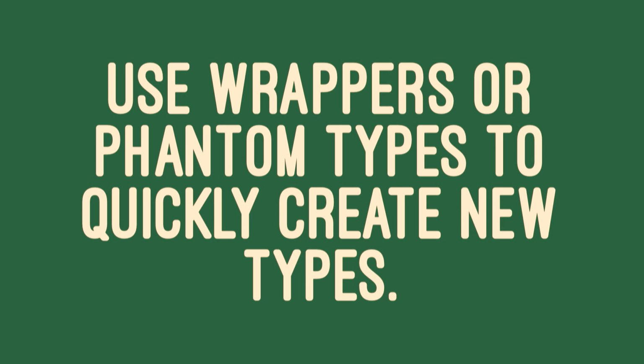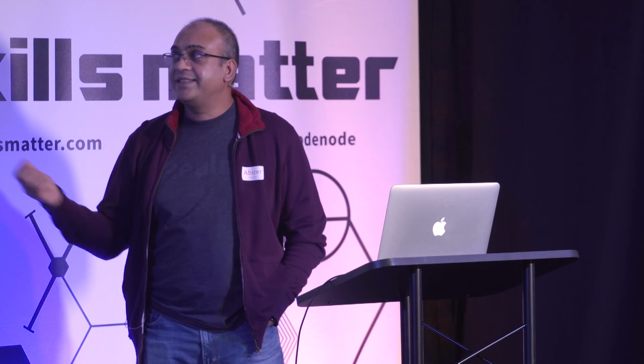And if you just want to create a very quick restriction around some already existing types, just use wrappers or phantom types. They're really easy to use, really easy to create. Put them in a file, document them a bit, and you find that once you do it, other people in your team start using it as well, and everyone's happy.